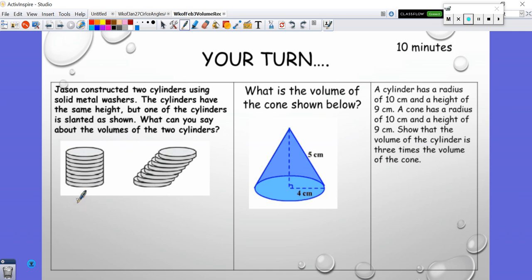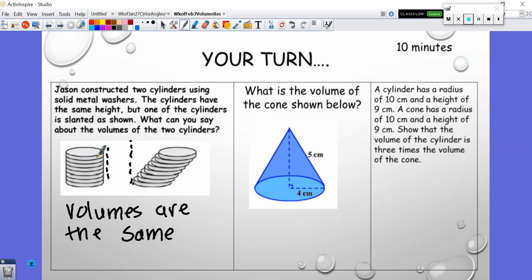And because of Cavalieri's principle, all of these are still made of circles. So there's a circle on the bottom, so that means the area will be the same. And if you look, this height is going to still be the same as this height. They just pushed it over. So we're going to say volumes are the same. So how much both of these hold is going to be the same. And we're going to say because of Cavalieri's principle.